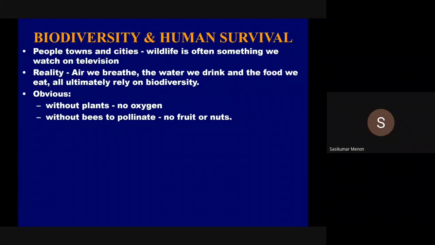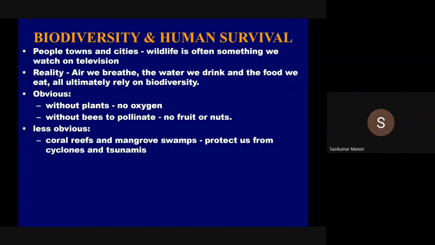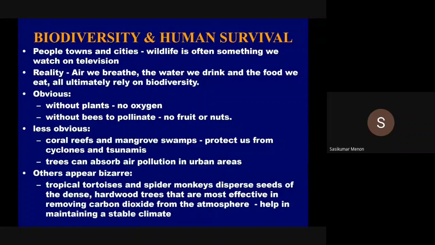But there are also some not so obvious relationships, like coral reefs and mangrove swamps protect us from cyclones and tsunami. Similarly, trees can absorb air pollution in urban areas. Now these are not so obvious relationships that we have with biodiversity in terms of our survival, but some relations are very bizarre. Like, for example, the tropical tortoise and spider monkeys disperse seeds of very tall, dense hardwood trees, which actually remove carbon dioxide from our climate and they protect us from climate change.